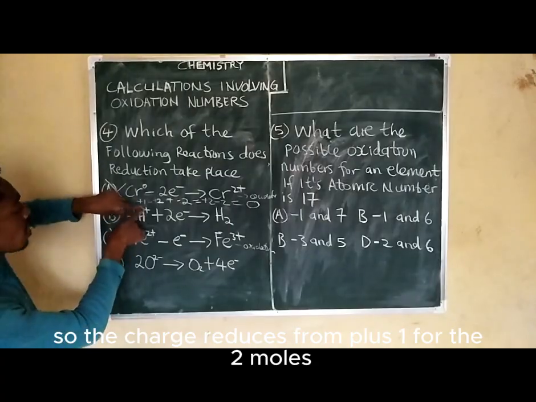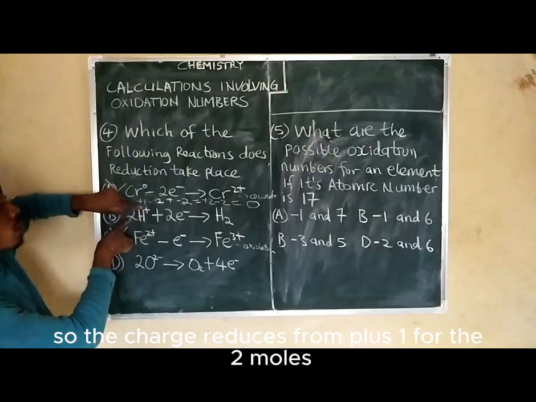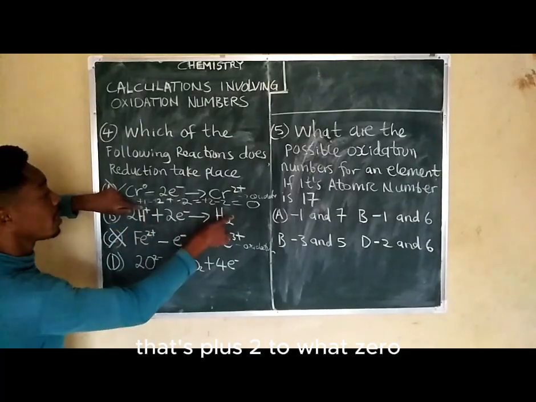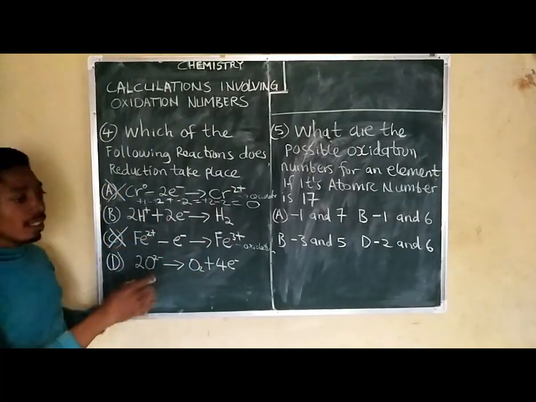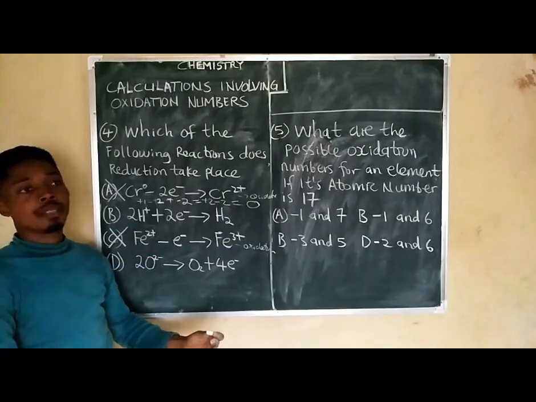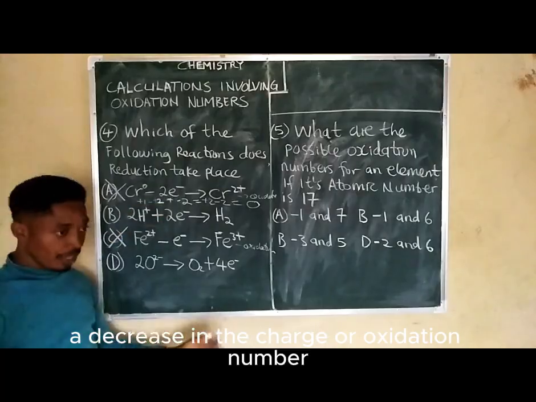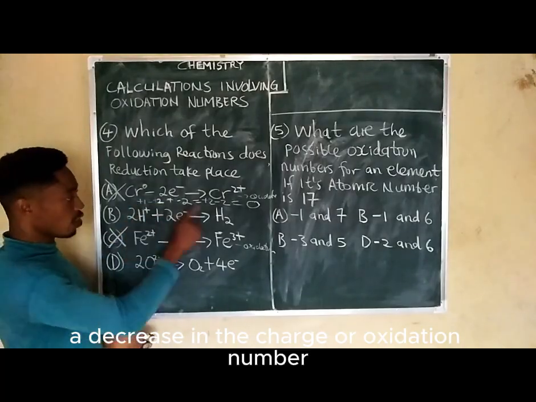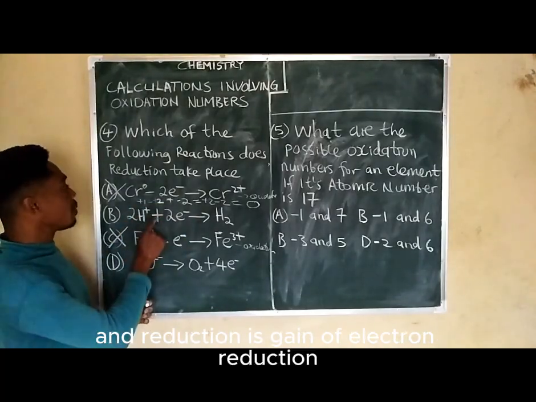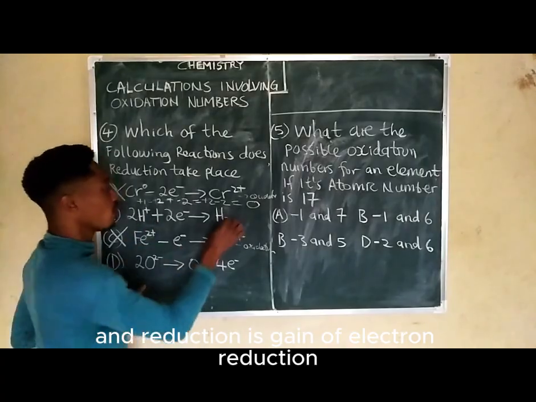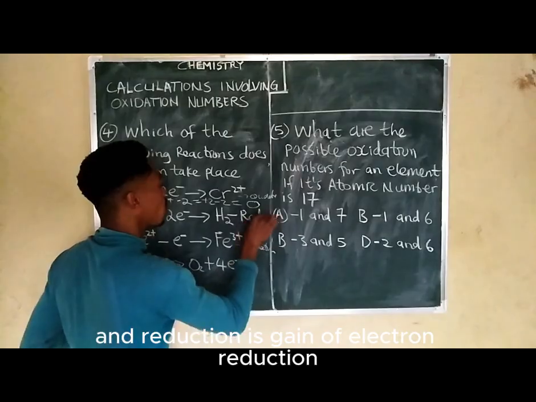So the charge reduces from plus 1 for the 2 moles, that's plus 2, to what? 0. And reduction is accompanied by a decrease in the charge or oxidation number, and reduction is gain of electron. So this is reduction.